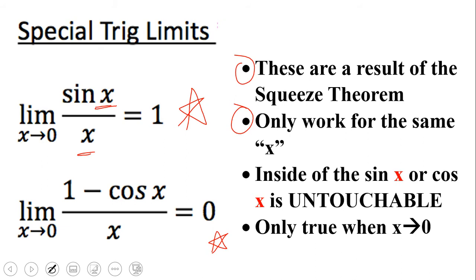No matter what they are, as long as they are the same, then the formula works. Secondly, you have to make sure that inside of the sine and inside of the cosine, those have to be untouchable. So what that means is that if there was a 10x here, you could not factor that 10 out. You could not divide by 10. Whatever is inside of the sine or cosine has to be untouchable.